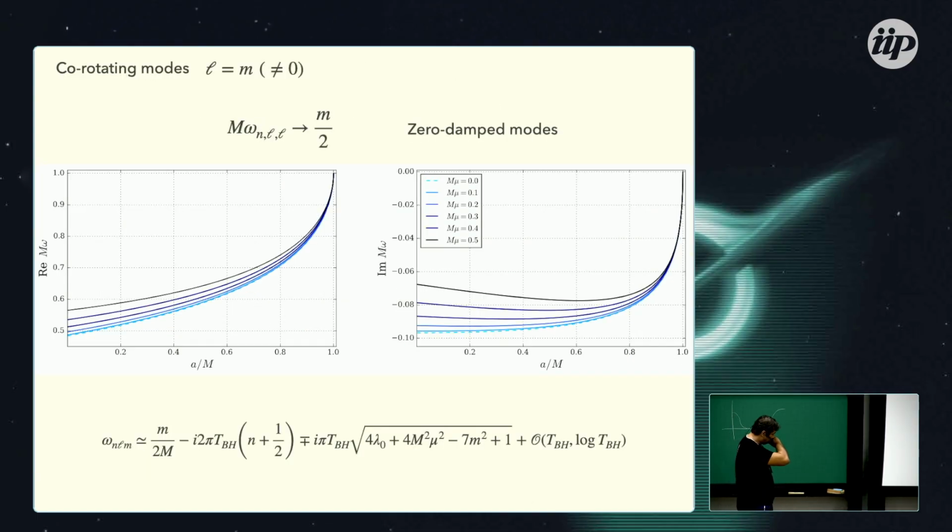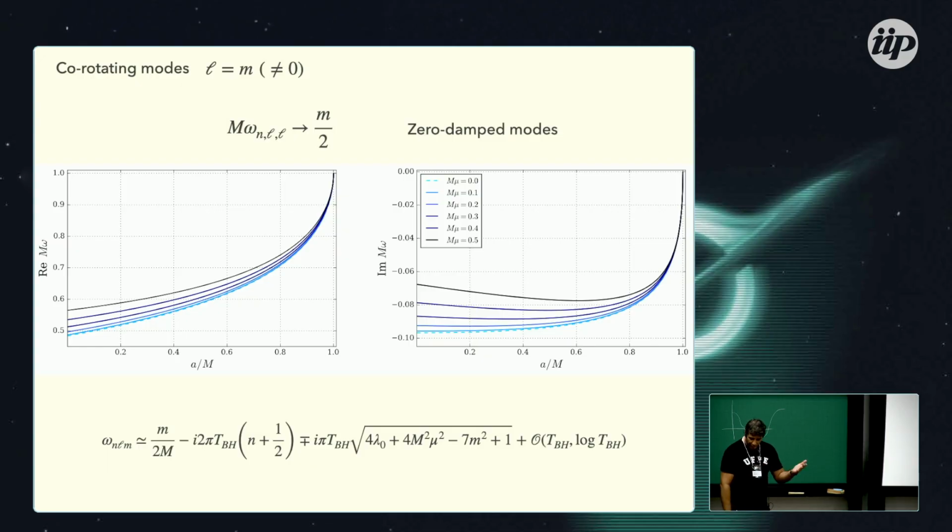What is more interesting is that for L equals M, the so-called co-rotating modes, you see that the real part goes to 1. This is a generic feature. Usually it goes to m over 2. And the imaginary part goes to 0 as the rotation parameter gets to the extremal case. The quasi-normal mode frequencies near these points have a tower of values whose imaginary part, whose decay times, vanish as the temperature of the black hole.